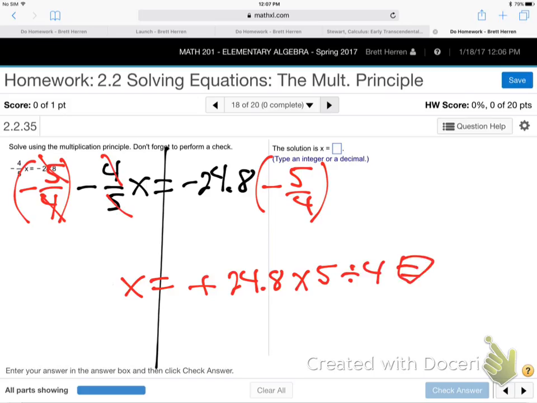Right? Because you multiply by the number on the top, you divide by the number on the bottom. 24.8 times 5 divided by 4. Don't worry about signs. Two negatives makes positive. That's done. Hit that on your calculator and tell me what you get. What is it? 31.